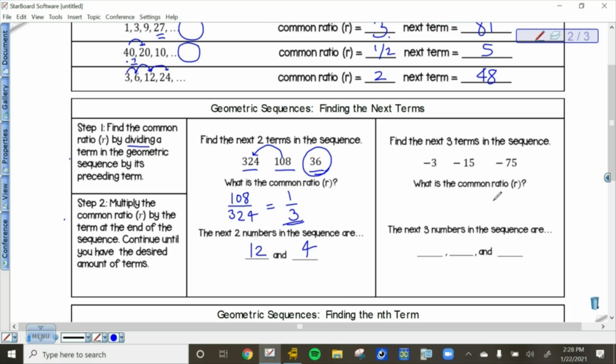Okay. So same thing over here. First we find our common ratio by taking one term and dividing it by the previous term. So that would be -15 over -3, which equals what? 5. So now, for the next 3 terms in the sequence, we're going to take our last term and multiply it by the common ratio. So what does negative 75 times 5 give us?